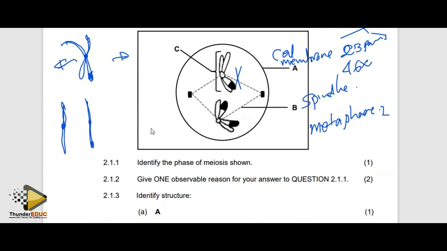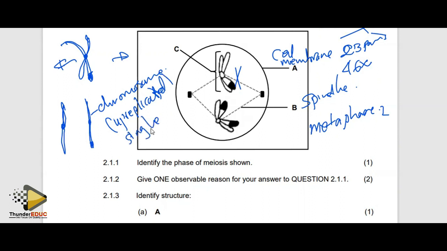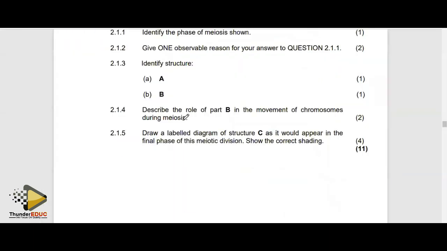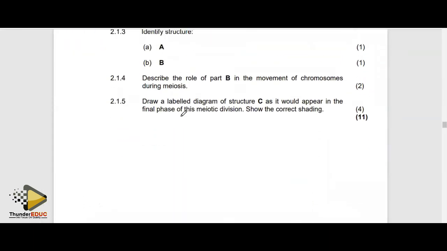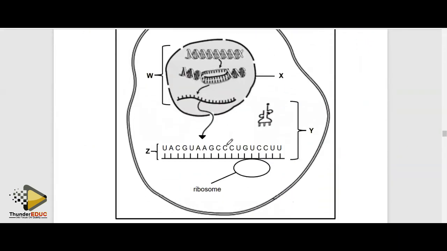So what is this? When it reaches the pole, we call it a chromosome. But which chromosome is this? It is an unreplicated chromosome or single-stranded chromosome, or we can call it daughter chromosomes. Whenever I ask you to draw, never ever draw anything without writing a title. You must always write a title or caption there.